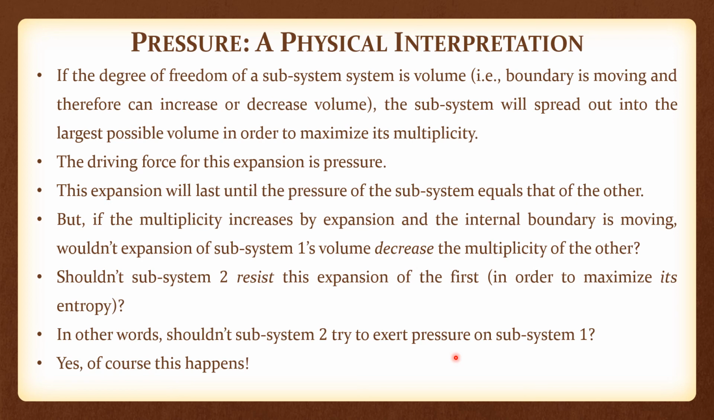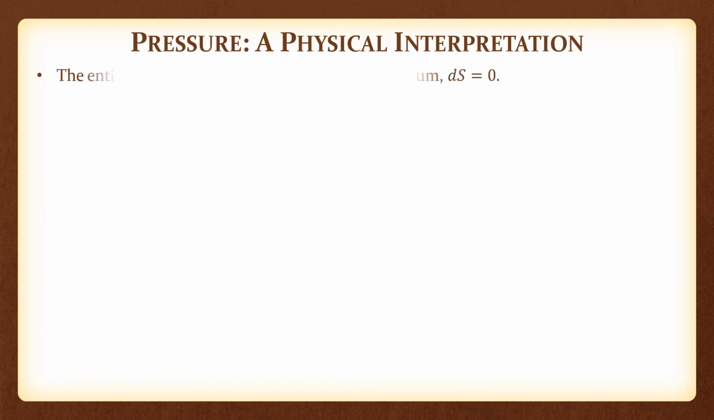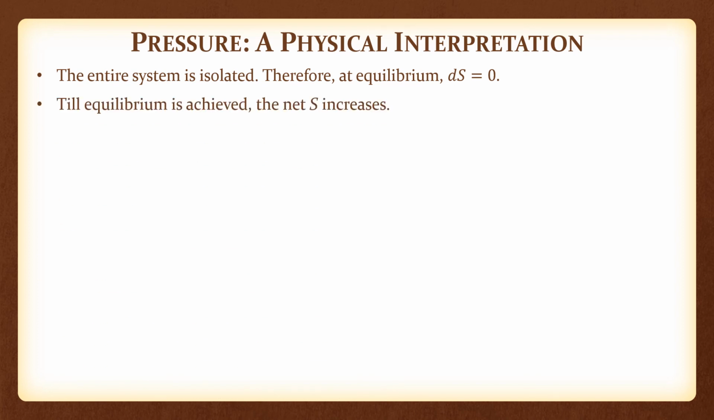Ultimately, when these two pressures are equal, that is when the pressure exerted by subsystem 1 and the pressure exerted by subsystem 2 become equal, that is when you reach the rest state or the equilibrium state. This is exactly what we were also talking about in the analogy of money for gadget, the financial transaction. The benefit accrued by both parties has to become equal. So the entire system is isolated, therefore at equilibrium dS is equal to 0. Till equilibrium is achieved, the net entropy increases.